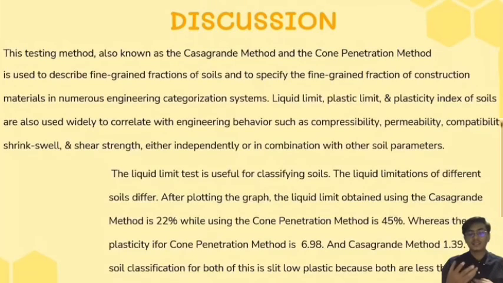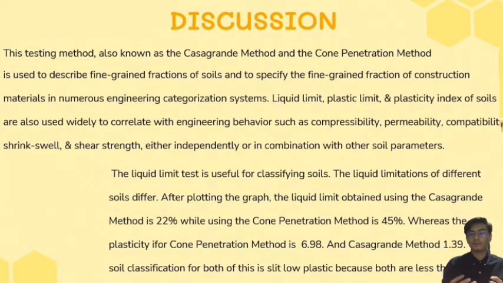For discussion, this testing method, also known as the Casagrande method and the cone method, is used to describe the fine grain fraction of soil and the fine grain fraction of construction material in numerous engineering categorization systems. Liquid limit, plastic limit, and plasticity index of soil are also used widely to correlate with engineering behaviors such as compressibility, permeability, compactibility, shrink swell, and shear strength, either independently or in combination with other soil parameters. The liquid limit test is useful for classifying soil. The liquid limit of different soils differs.